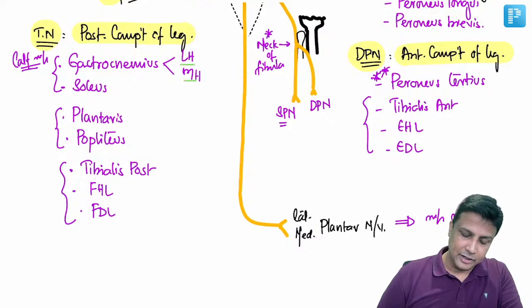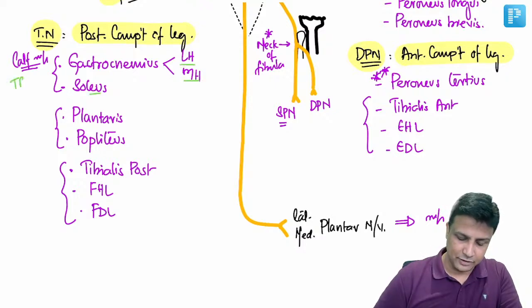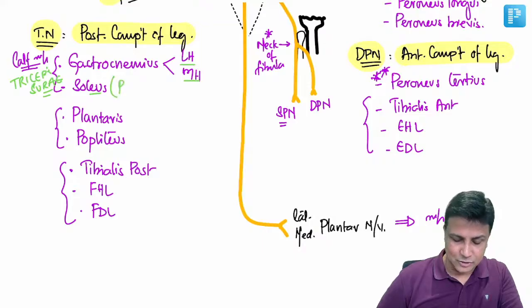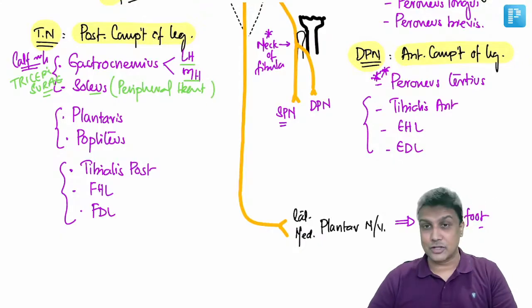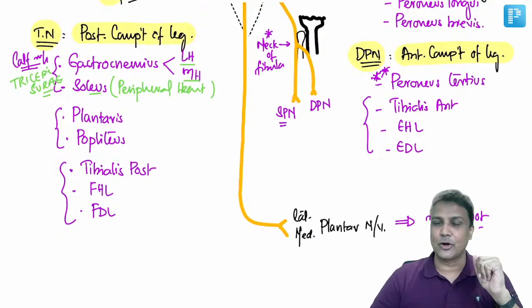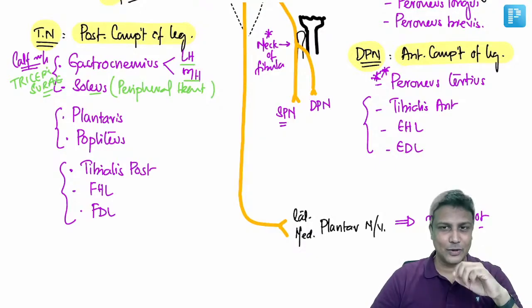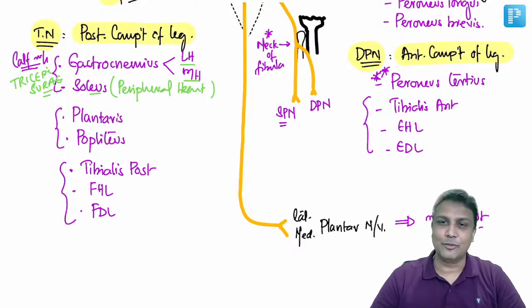Lateral head and medial head of gastrocnemius and soleus. They are three muscles, and all these three muscles together are referred to as triceps surae. And remember, the soleus muscle is also referred to as the peripheral heart of the body. Why? Because it is the one which is going to pump the blood back into circulation. Okay. So while walking, what is going to happen? The calf muscles are going to contract and relax, and it is going to pump the blood back into circulation, and that is why it is referred to as the peripheral heart of the body.